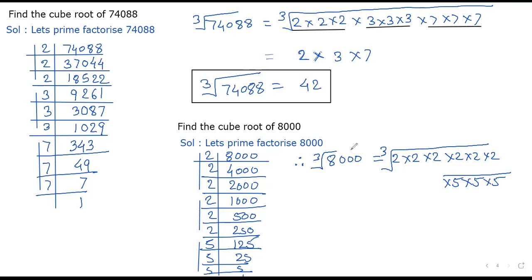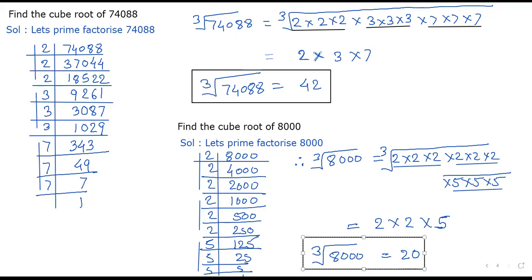So this is the cube root. We'll always underline the triplets. Triplet of 2, triplet of 2, and triplet of 5 is equal to 2 into 2 into 5. 2 2s are 4, 4 5s are 20. Cube root of 8000 becomes 20. Very, very good. Are we understanding this part, all of you?